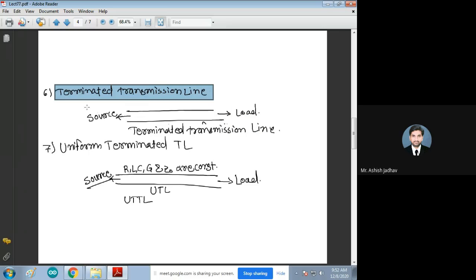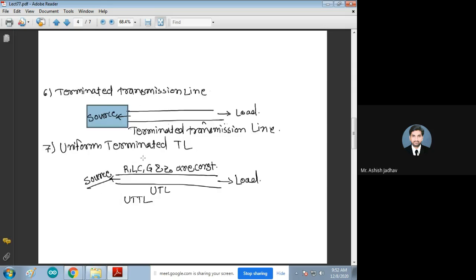and the end point is closed with a load, then we will call it a terminated transmission line. Suppose you only connect the source and do not connect the load, then it cannot be called a terminated transmission line. It is open, right? It is an open transmission line. But if you connect both the load and the source to the transmission line, we will call it a terminated transmission line.